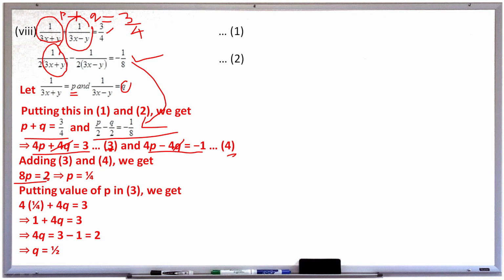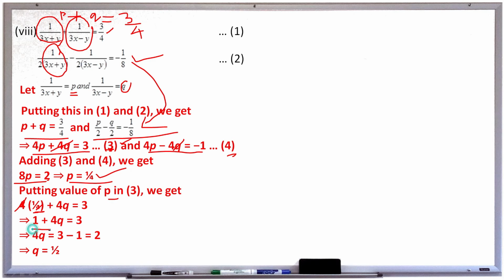So 8p is equal to 2. So p is equal to 2 by 8, which is 1 by 4. Putting this value of p in equation number 3, instead of p you put 1 by 4, and this 4 will get cancelled.